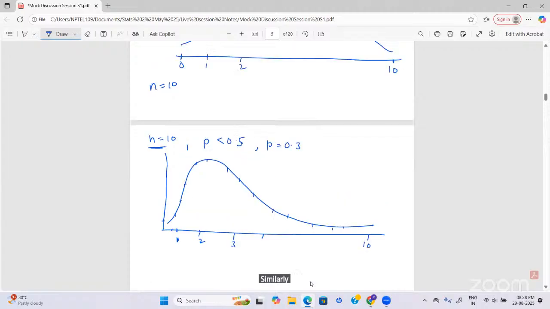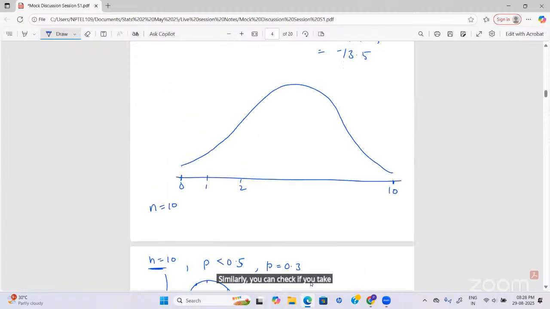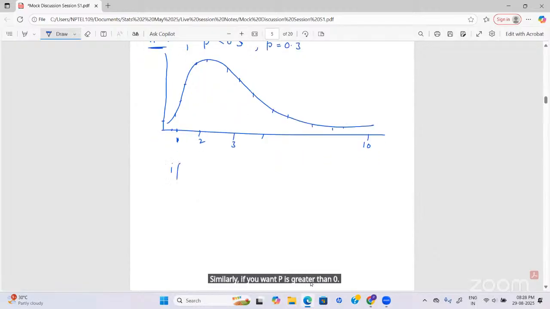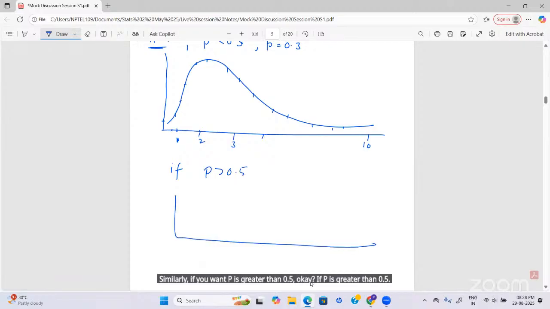Similarly, you can check if you take the value of p as 0.5, then you will get these kinds of probabilities. In the starting it will be increasing, then it will decrease. Similarly, if p is greater than 0.5, then the graph becomes left skewed. In that case, it will be like that.